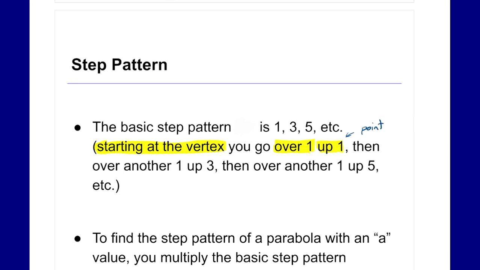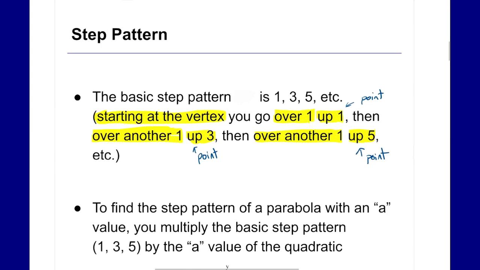What we do then from that point is go over another 1 unit and then up 3. And then that tells us the next point. And then from there, we go over another 1 and up 5. And that gives us a third point. So that pattern of the 1, 3, 5, it basically gives us directions from one point to the next. So it's going to tell us where 3 points are.